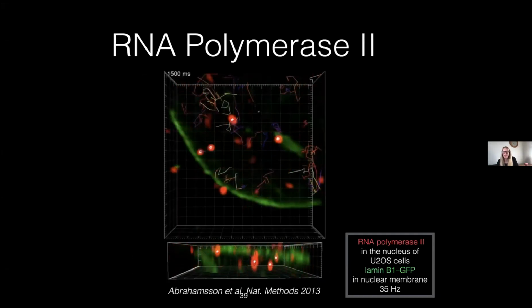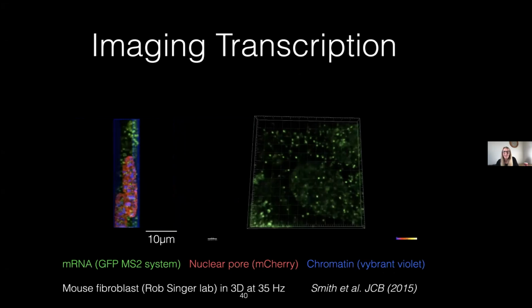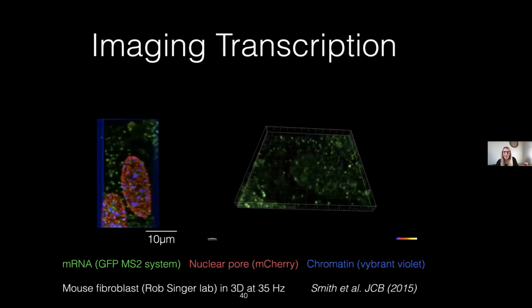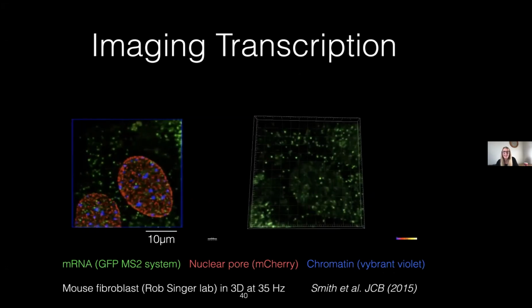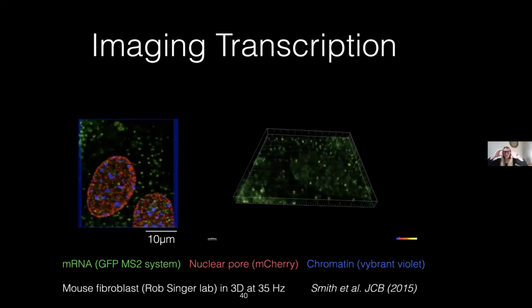Here's another example. We have a cell nucleus. We have RNA polymerase in the nucleus of a cell. And these are single molecules. So they have very little fluorescence signal, and they're also moving fast. So this is very challenging imaging. We have another example here where we have mRNA diffusing. And like I said, it's really hard to visualize 3D data without these 3D goggles.